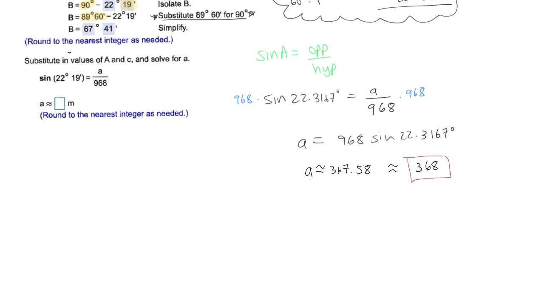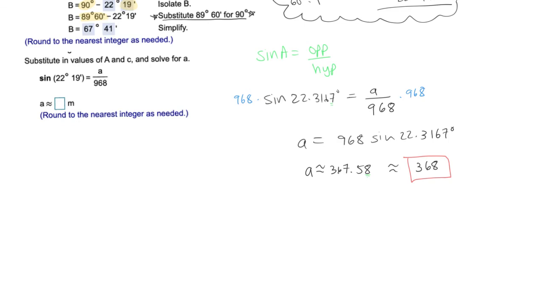Just as a side note, I rounded to about 3 decimal places, and it does affect my final answer a little bit. If I had kept it in degrees and minutes, I would have ended up with 367.574. So there is a little bit of accuracy issue with the way that I'm rounding.